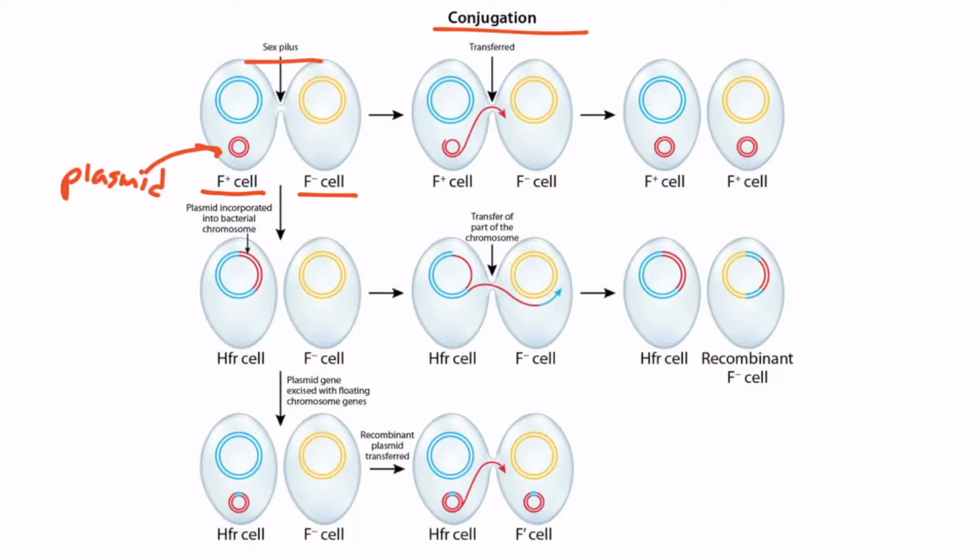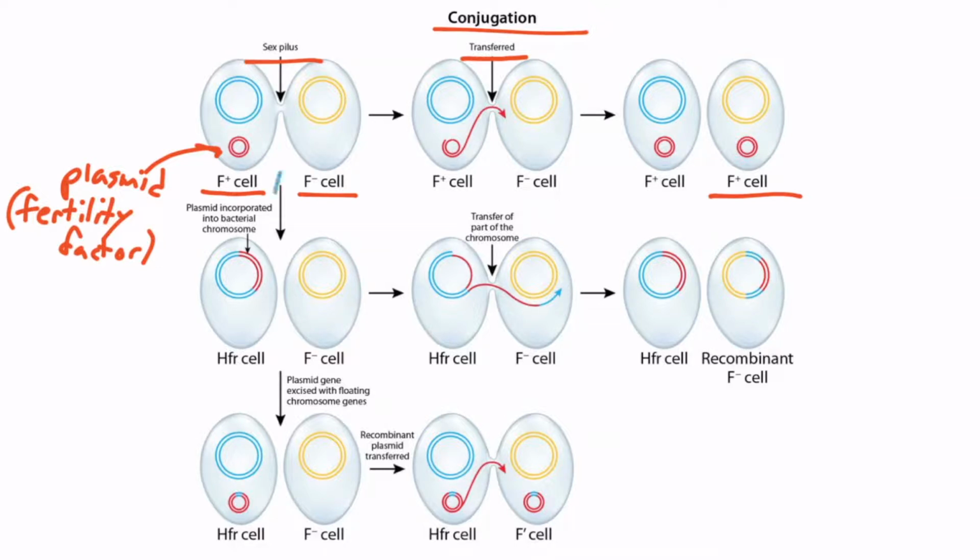And since it could create this sex pilus, plasmids can also be called fertility factor, which is where that F comes from. In any case, the F+ cell will create the sex pilus, and then the plasmid is copied and then transferred, which you can see in the middle. Now that the recipient cell has a copy of the plasmid, it's termed an F+ cell, because now that it has that fertility factor or plasmid, it can initiate conjugation. However, something else can happen, which we will discuss with the second row.